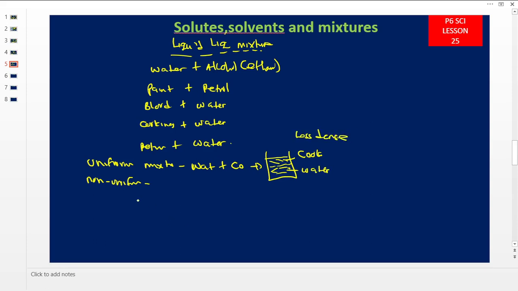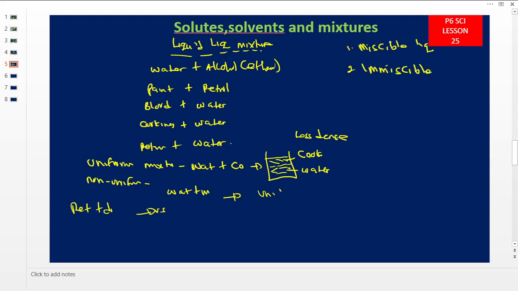Now if we get water plus milk, what are you going to get? You are going to get a uniform white solution. That is going to be a uniform mixture. Or when you get petrol plus diesel, you are getting a uniform mixture. Therefore, these liquid to liquid mixtures, we classify them into two: miscible and immiscible liquids.